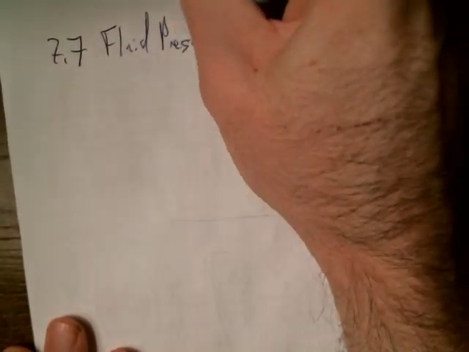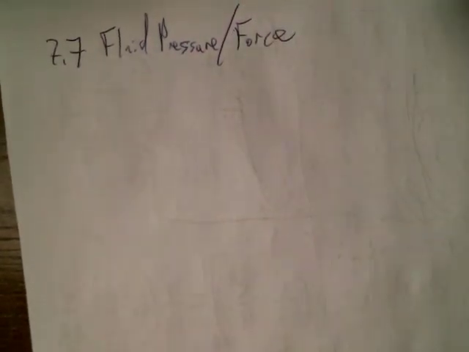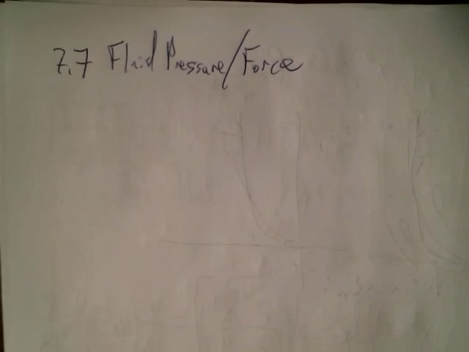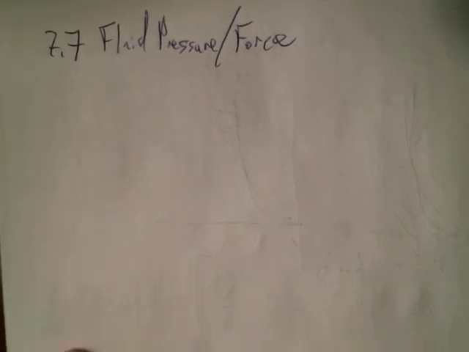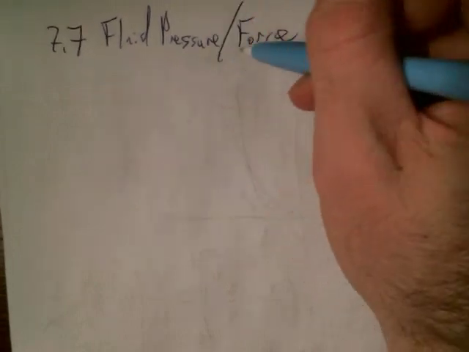Okay, welcome back. This last section in Chapter 7 is on fluid pressure and fluid force. Okay, so we're dealing with submerged objects. You may think of something like a window in a submarine, and you want to know the pressure on that window, the fluid force on that window.